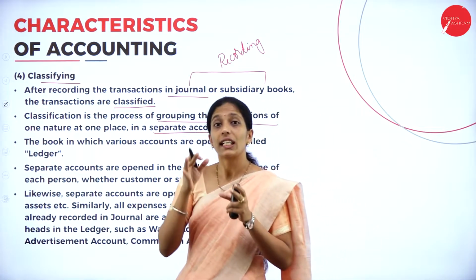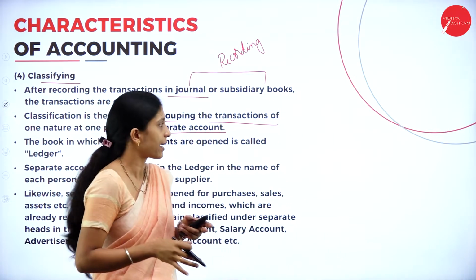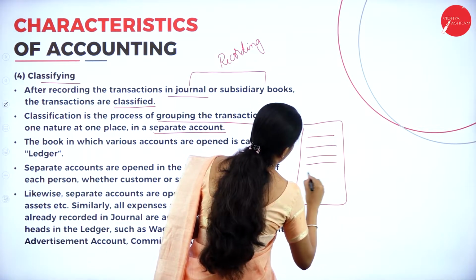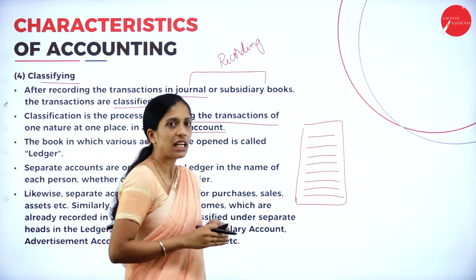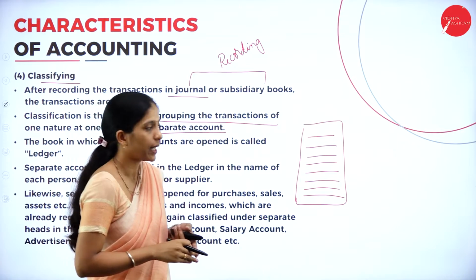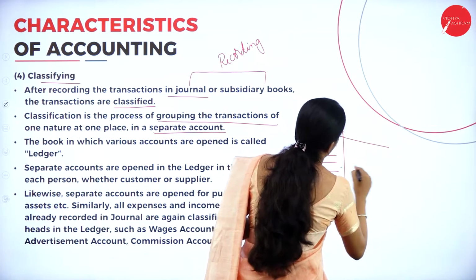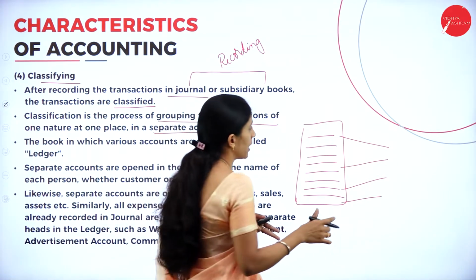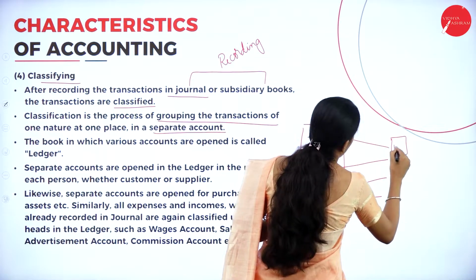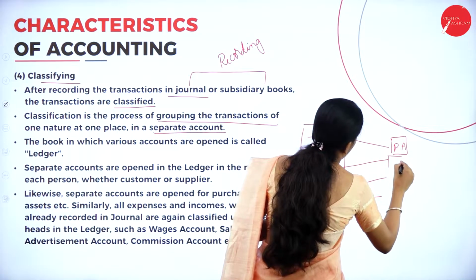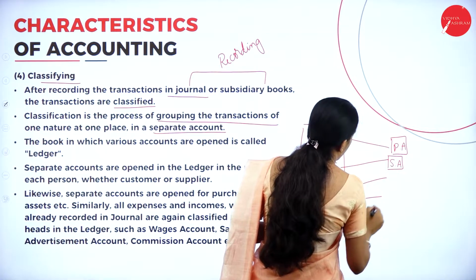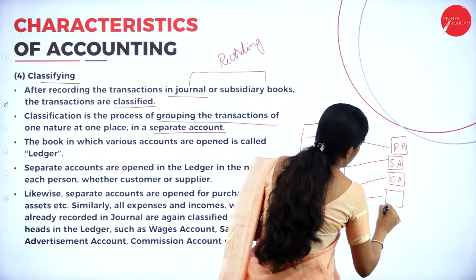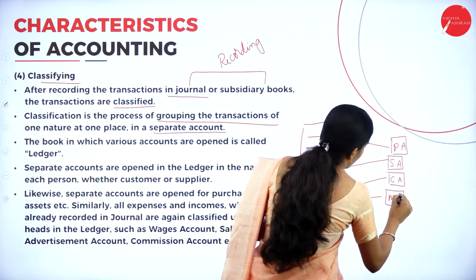In the journal we will get all the transactions. In the journal, that is in the recording stage, it will have all the transactions which can be measured in terms of money and which are arranged in chronological order. Now in the classification stage, depending upon their nature, for example, all the transactions relating to purchases will be recorded in one account, that is the purchase account. In the same way, all the transactions relating to sales go in the sales account, all the transactions relating to cash in the cash account, and all the transactions relating to machinery in the machinery account.